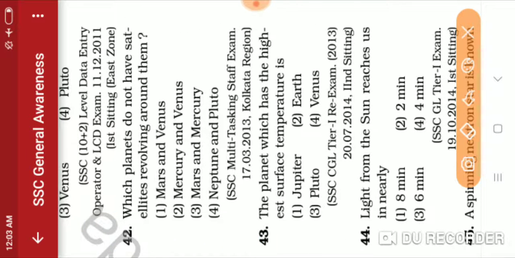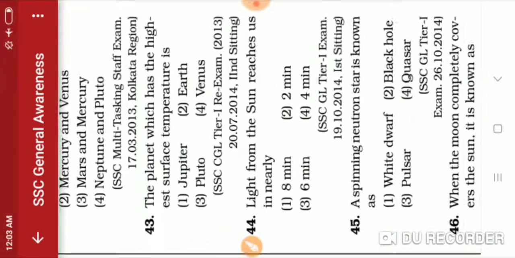Next question. Which planets do not have satellites revolving around them? So always remember, Mercury and Venus do not have any satellite. Next question. The planet which has the highest surface temperature is, of course, Venus, because of the 95% carbon dioxide presence. Okay. Next question. Light from the sun reaches us in nearly 8 minutes 16 seconds. Next question.